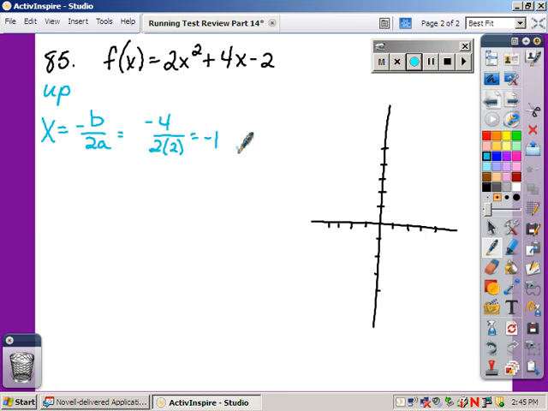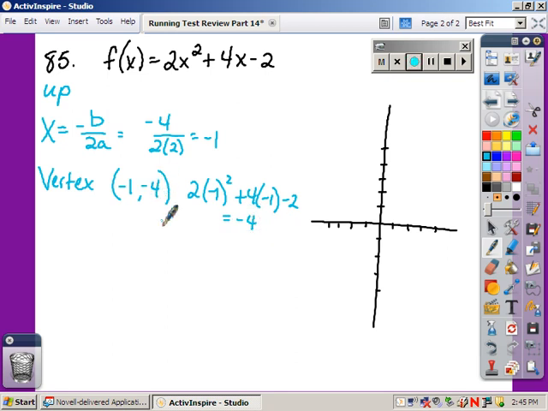Now we're going to put that into the problem for our vertex, where we know the x-coordinate is -1, and the y-coordinate we will get from doing 2 with -1 in parentheses squared, plus 4 times -1, minus 2. If you work this out, it's going to give you -4. And finally, we have our y-intercept equal to c. The y-intercept of this one is negative 2.